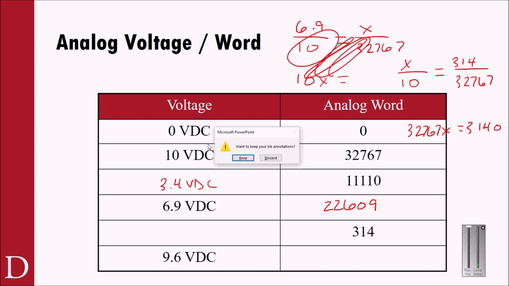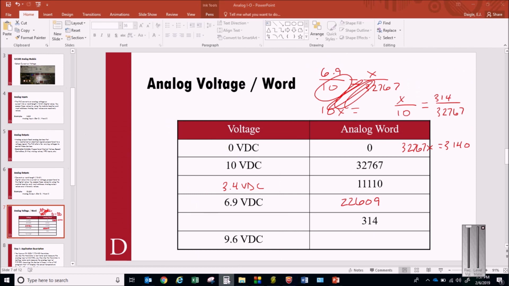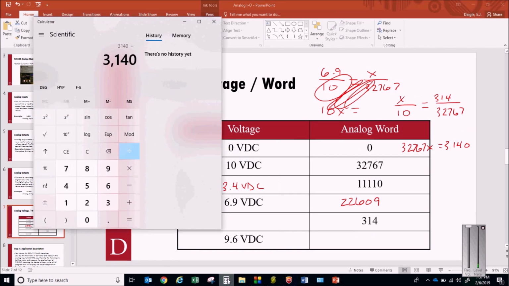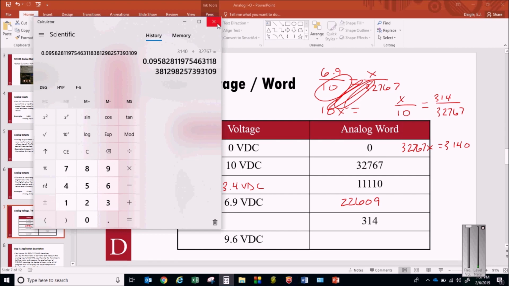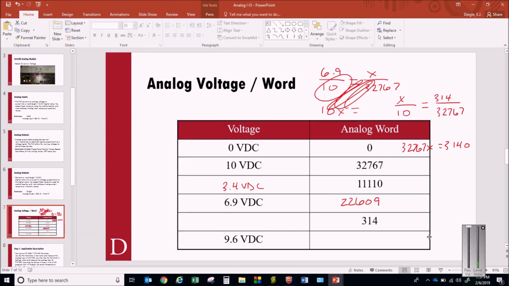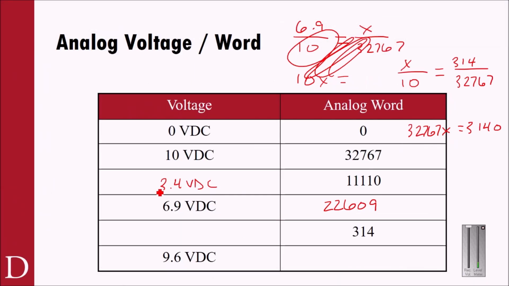And I'll keep my annotations here again. And we'll go back into the calculator here. 3,140 divided by 32,767. I get 0.095 volts. Let's try that one more time. 3,140 divided by 32,767. 0.095 or 0.096 volts. So that's a very small number. Well, guess what? I'm working off of this, so I'm going to go 0.1 volts DC. 0.096 or whatever, 0.1 volts DC. Well, that makes sense, right? This is extremely, extremely small, right?